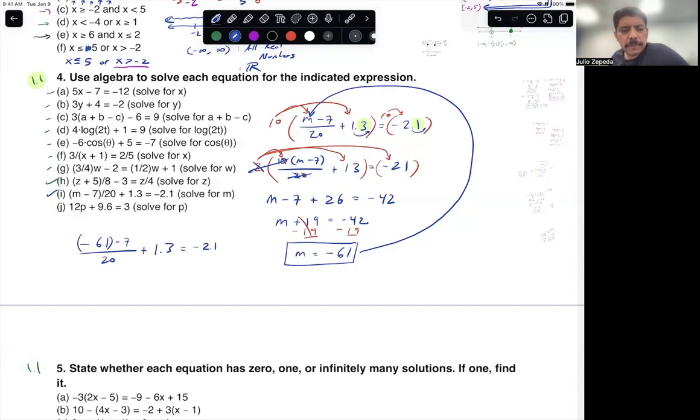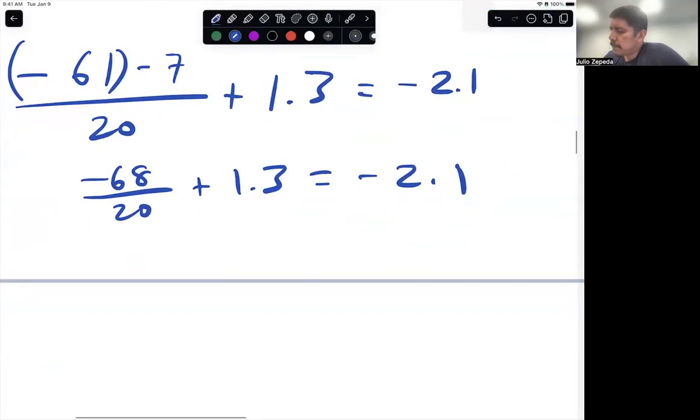Now I have to simplify to see if it is true or not. Negative 61 minus 7 is negative 68. Negative 68 divided by 20, that can reduce by 2. So I'll reduce by a factor of 2 to get 10 on the bottom and negative 34 on the top. Now, negative 34 divided by 10 would just move the decimal place over one place to the left. And so this would be negative 3.4 plus 1.3 equals negative 2.1.